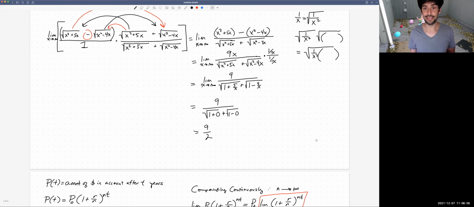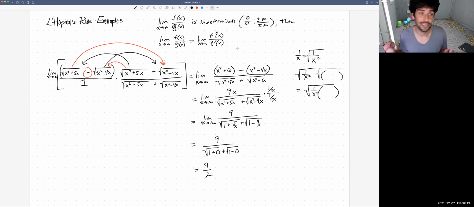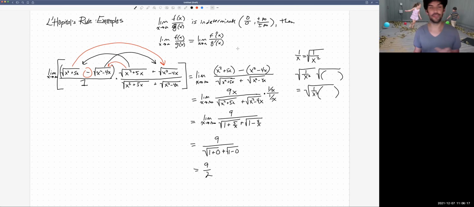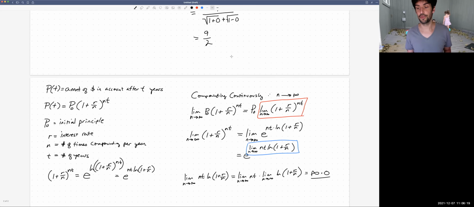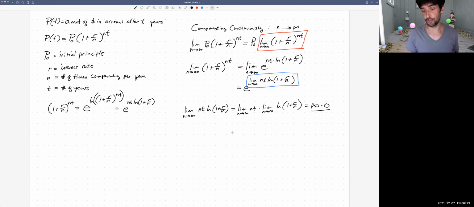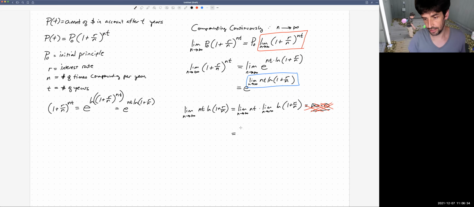L'Hopital's rule doesn't tell us what to do with an indeterminate form of products. What it tells us is what to do when we have indeterminate quotients where the limits are 0 over 0 or infinity over infinity, plus or minus on either of those. So we can't apply L'Hopital's rule as written. However, let's acknowledge that this doesn't tell us anything. We can rewrite our limit in the following way.